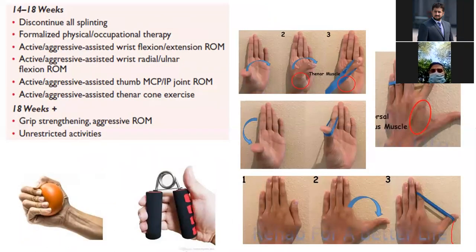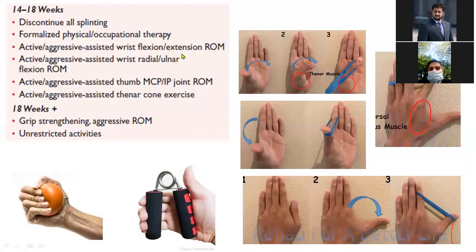This is the phase after 14 to 18 weeks. If there are any splints, all types of splints should be removed. There should be discontinuation of all splinting. And there should be some occupational therapy added as well. Active and aggressive exercises for all flexion, extension, radial and ulnar deviation, and the other thumb exercises.